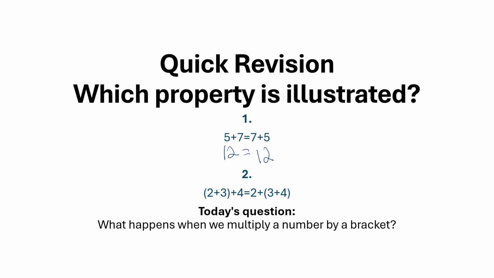Then we also talked about the associative property, where the first two values in a bracket plus the last number, or the last two in a bracket, will give you the same answer. So for example, (2 plus 3) plus 4 is the same as 2 plus (3 plus 4). 2 plus 3 gives 5, plus 4; and 2 plus 7; and they both give you the value 9. Let's remember what happens when we multiply a number by a bracket. So let's remember this important information.